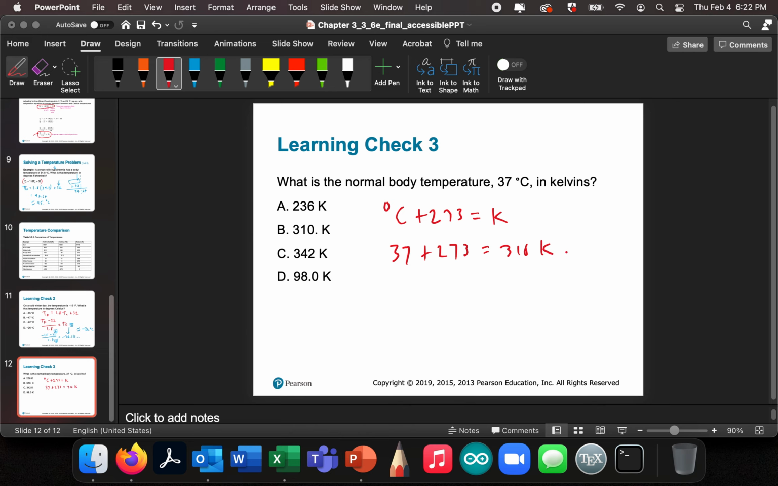All right, 37 plus 273. Doing it on my calculator just to be safe. In fact, it is 310. All right, so that's an introduction to temperatures and how to convert between different temperature scales.